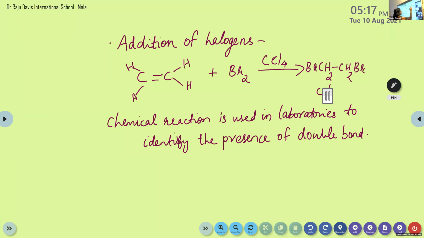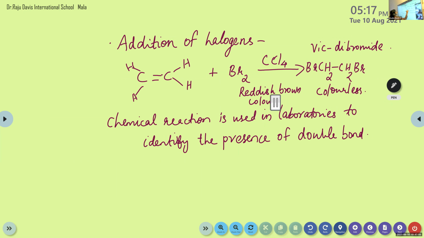Can you tell me in which category this product will be? Here the halogen groups are attached to adjacent carbon atoms. So what about its name? Is it geminal or vicinal? Vicinal, yes. So this one is known as vicinal dibromide. If the bromine is added to the same carbon atom, it is geminal. This one is colorless in nature. When we add bromine with CCl4, it is reddish brown, then it will be converted to colorless on formation of this vicinal dibromide. So this reaction is used for the detection of the presence of a double bond.